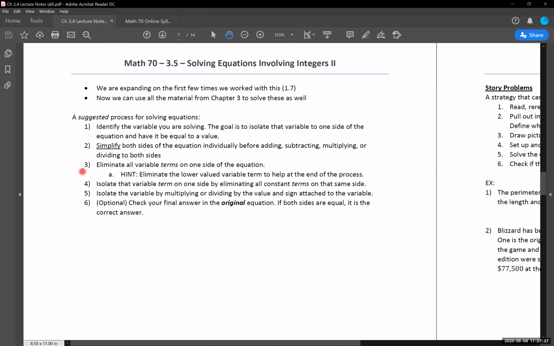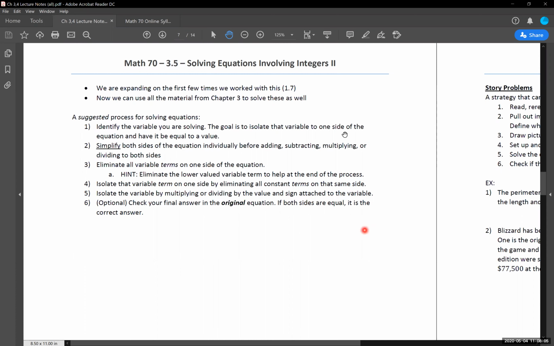From here, we eliminate all variable terms on one side of the equation, if necessary. We're doing that by addition and subtraction. Then we isolate the variable term to one side by eliminating all constant terms on that side also, again by addition and subtraction. And once we've done that, we isolate the variable by multiplying or dividing by the value and sign attached to the variable.